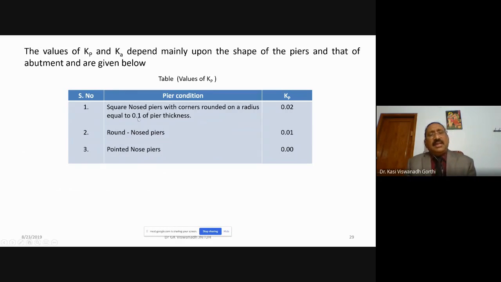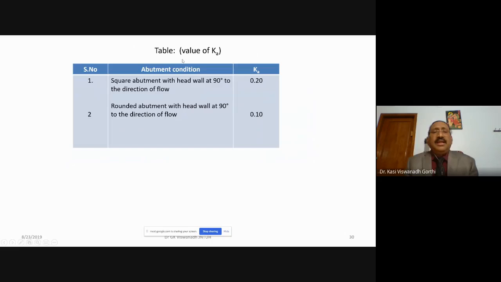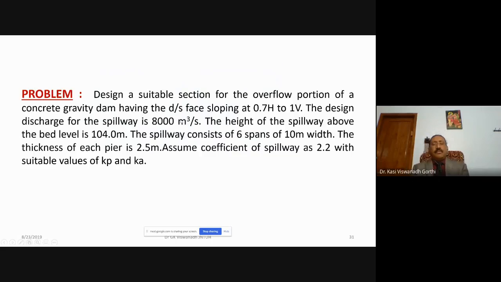and are given by this table. For a square nosed pier, the value of Kp is 0.02, round nosed pier 0.01, and pointed nose pier 0.00. Similarly, the value of Ka, the abutment coefficient, is 0.2 for a square abutment with the head wall at 90 degrees to the direction of flow, and 0.1 for a rounded abutment with the head wall at 90 degrees to the direction of flow. We work out a small problem making use of these details, which are given for the WES profile and the Creager's profile, provided by the US Army Corps of Engineers.